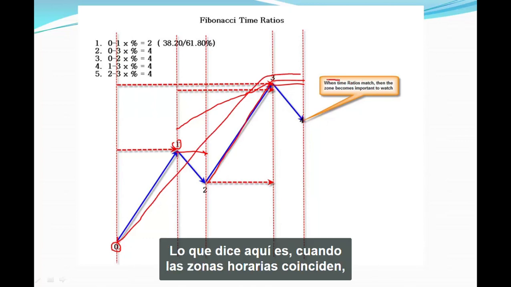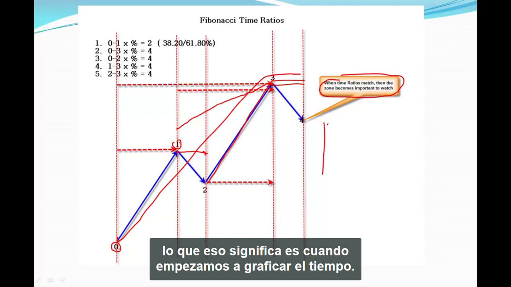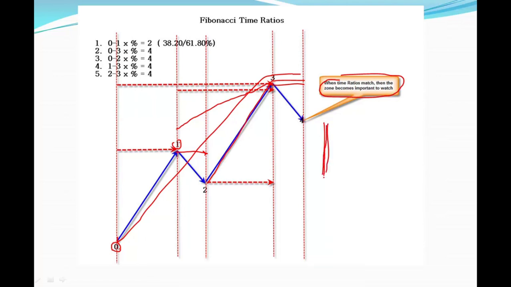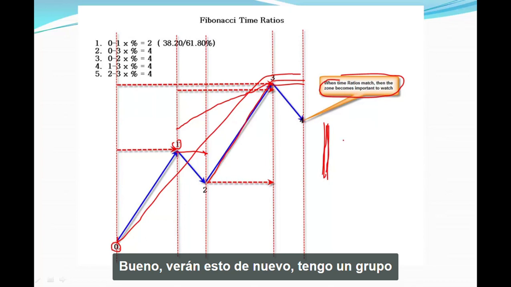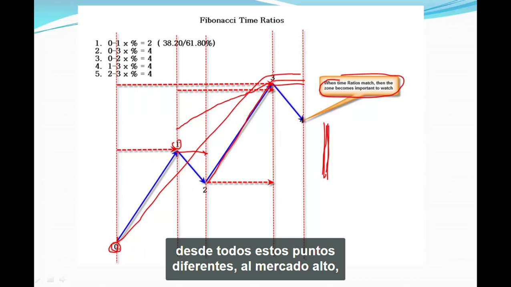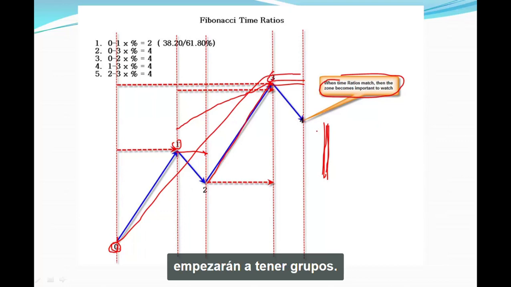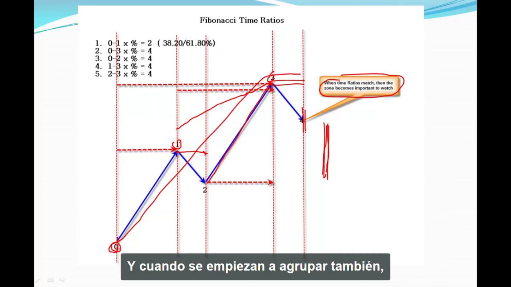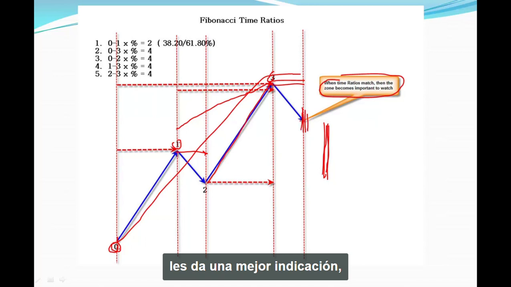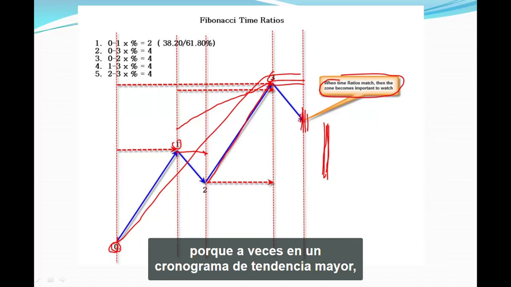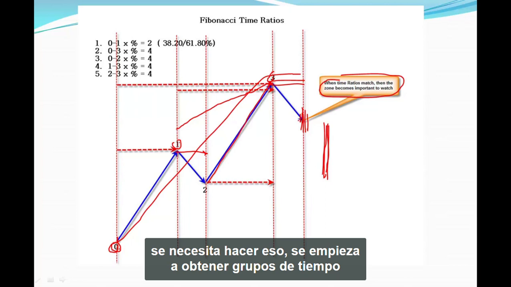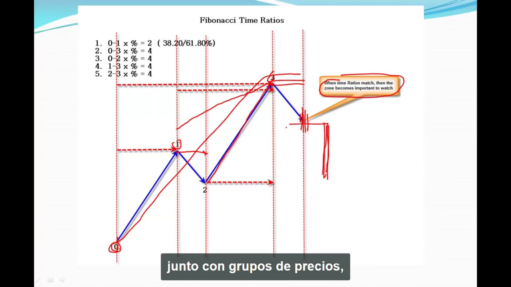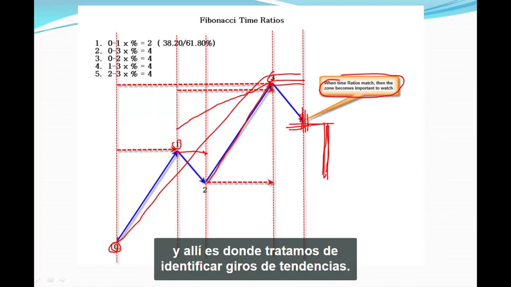So what it says here is when time zones match, what that means is when we start plotting time, you're going to see they're going to get a cluster from all these different points to the market high. You'll start getting clusters, and when they start clustering up also, that gives you a better indication, because sometimes on a bigger trend time frame you need to do that. You'll start getting clusters of time along with clusters of price, and that's where we try to identify trend turns.